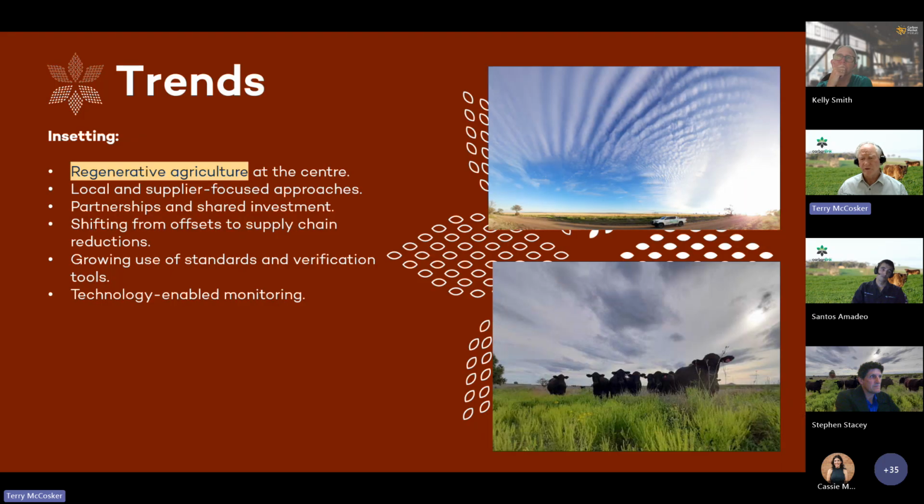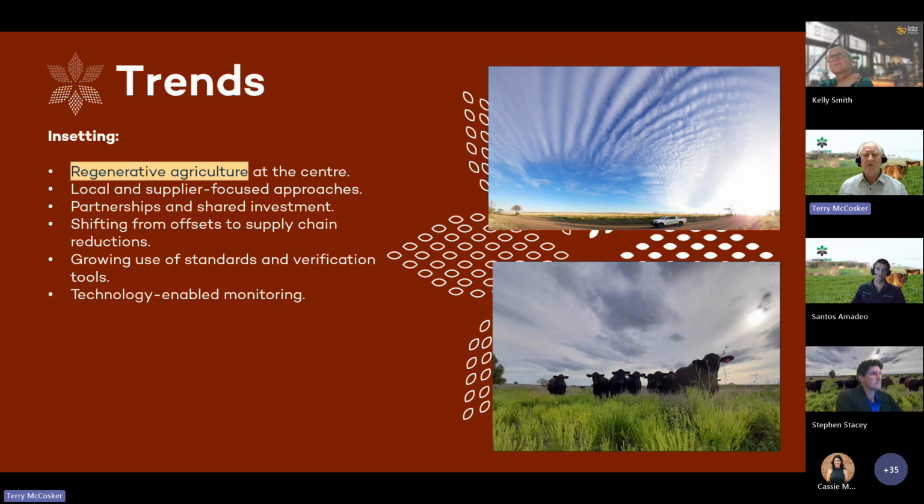So just to finish off, where's the future? Regen Ag is at the centre of everything. Changing management practices, whether it's grazing, cropping, horticulture, or growing trees, whatever it is you're doing, is changing the way we manage the land to put carbon into the soil. That is the number one thing we should be doing. Then we've got some options. Do we then monetize that carbon that we're putting in the soil? And that's a choice. You may want to or not want to go down that track.